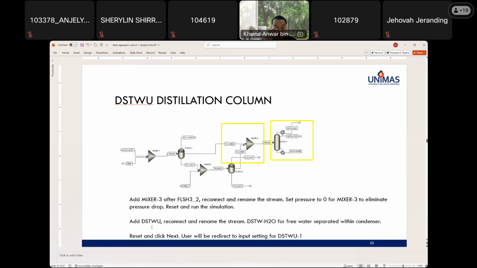So at mixer 3 of the flash 3, this is connecting the MIBK2 with the MIBK from flash 2, which we mix with the MIBK from flash 1 into mixer 3.